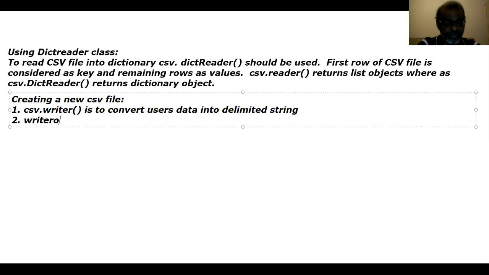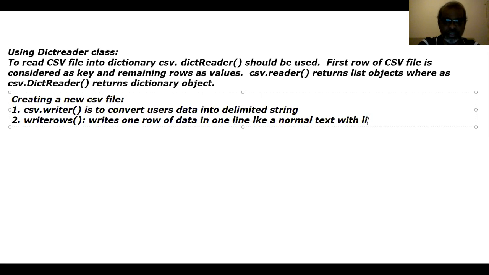Next point is writerows, that is with s. Writerows writes all rows, writes one row of data in one line like normal text, with line terminator, with enter.